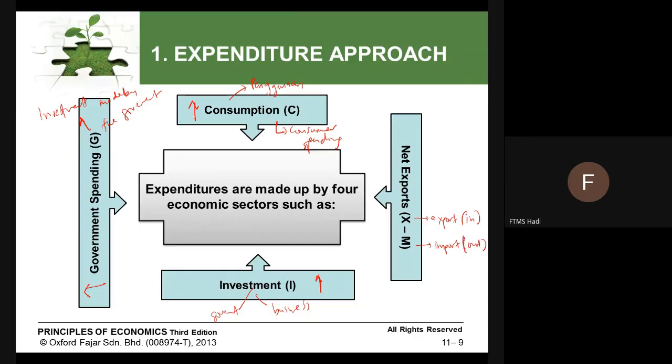For example, Malaysia bought sugar from Thailand. Therefore, Malaysia becomes an importer, Thailand an exporter. Another example for export and import, Malaysia exporting Proton Saga to the UK. So Malaysia is a seller, and the UK is a buyer, which is an importer. So there are four elements of the expenditure approach.